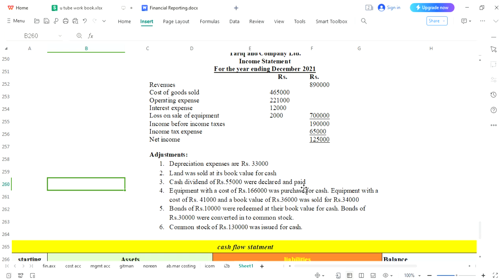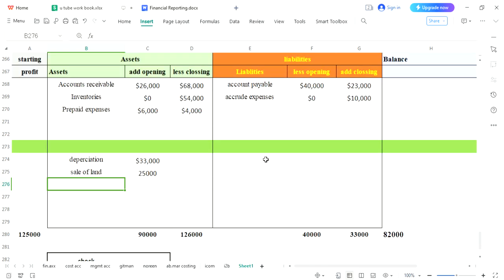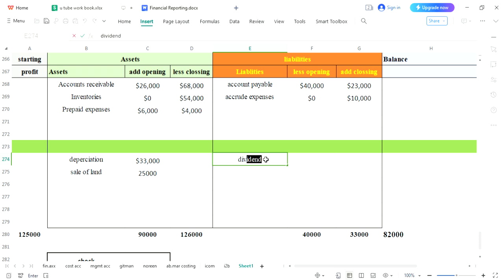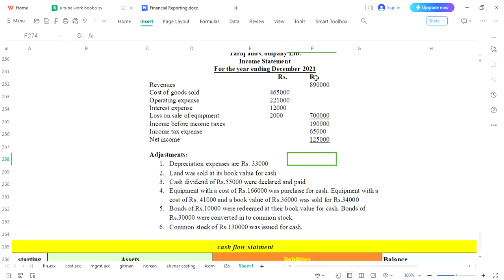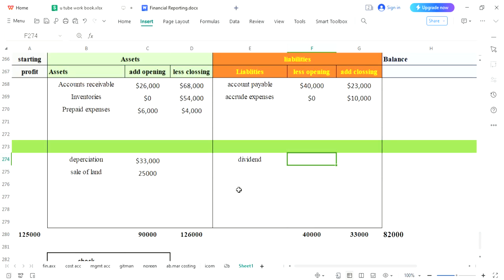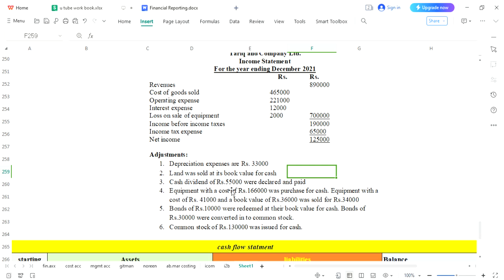The next adjustment we are looking at is cash dividend, which is paid. Please underline this word, paid. So cash dividend is paid. It means cash is decreasing. Dividend is the part of profit which is distributed among shareholders. It is related with share capital. That is why we will choose liability. And since dividend is paid, it means we will choose this less. We have paid dividend. I have asked you to underline. So 55,000 is paid. You will write over here because cash is decreasing.